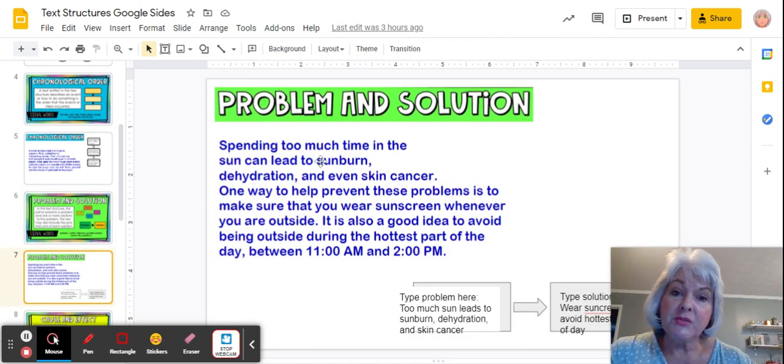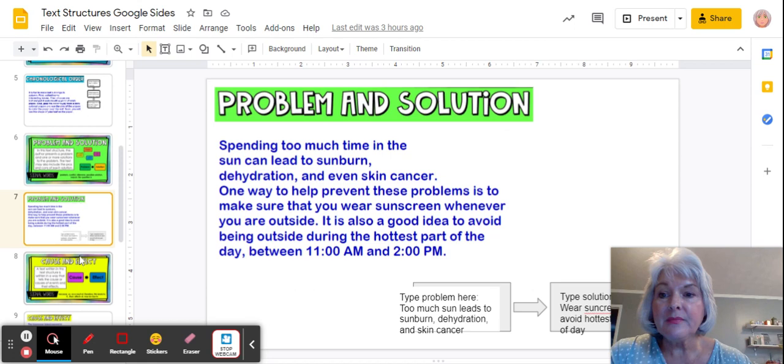So if you say, oh, spending too much time in the sun can lead to sunburn, dehydration, and even skin cancer. One way to help prevent these problems is to make sure that you wear sunscreen whenever you're outside. It's also a good idea to avoid being outside during the hottest part of the day between 11 a.m. and 2 p.m. So what was the problem? Well, too much sun leads to sunburn, dehydration, and skin cancer. And what's the solution? Well, you're going to wear your sunscreen. You're going to avoid the hottest parts of the daytime.